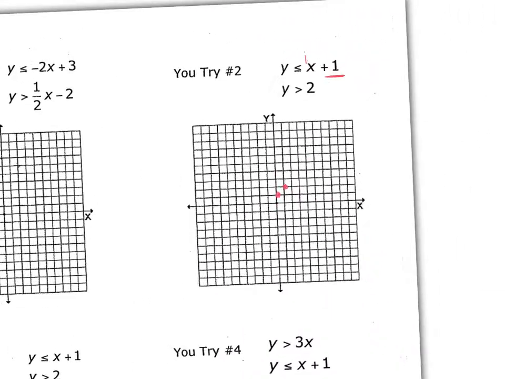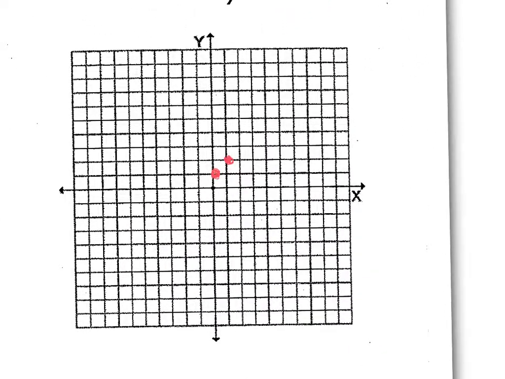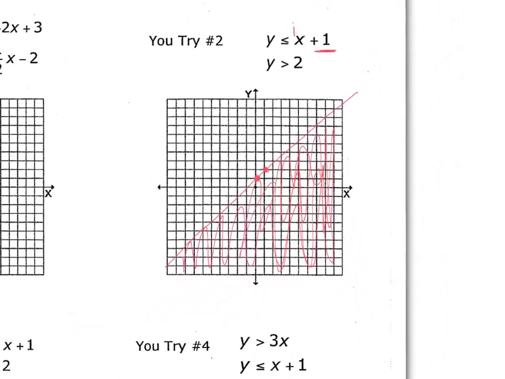Since we have a less than or equal to, we know it's solid, and we know we have to shade down. So we have a solid line that we then shade down. All these solutions would work for this inequality. That's the first one.